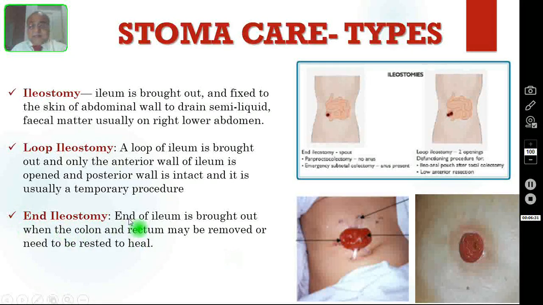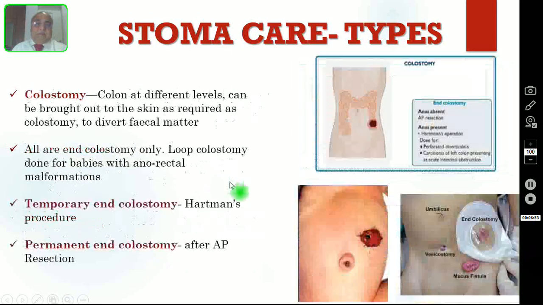Whereas in end ileostomy, the end of the ileum is brought out when the colon and rectum may be removed already or need to be rested to heal. You have done already an anterior resection. You want to avoid the fecal matter going and infecting the anastomosis. In that case, you can do this diverting ileostomy.